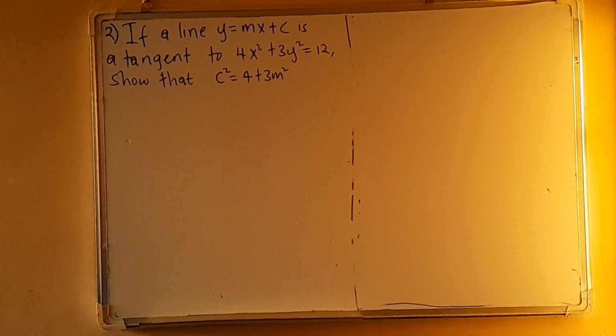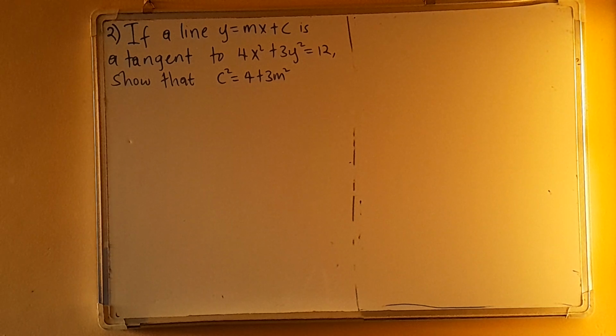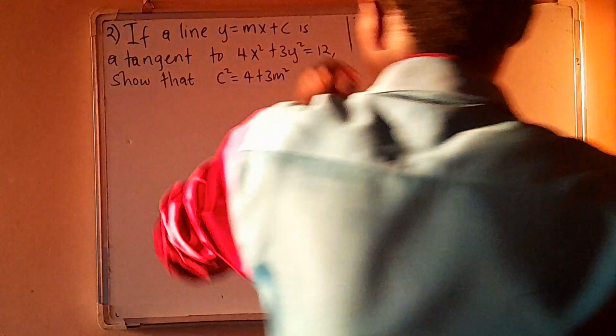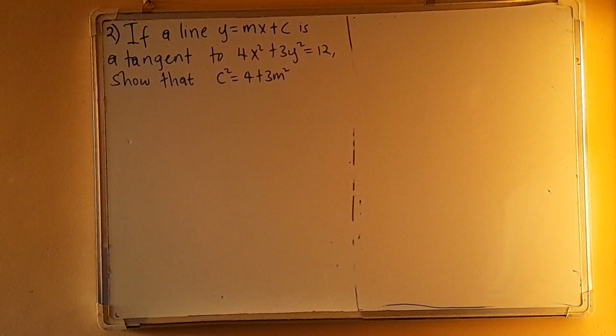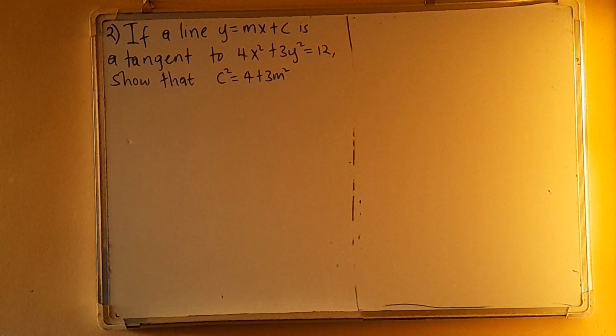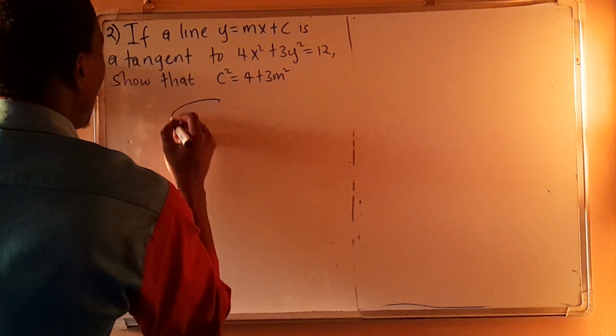If a line y equals mx plus c is a tangent to that curve, show that c squared is equal to 4 plus 3m squared. So it's like a line touches this curve, and I think this curve is an ellipse. Yeah, it's an ellipse. So we have a line which touches. So the line intersects the curve at a certain point.